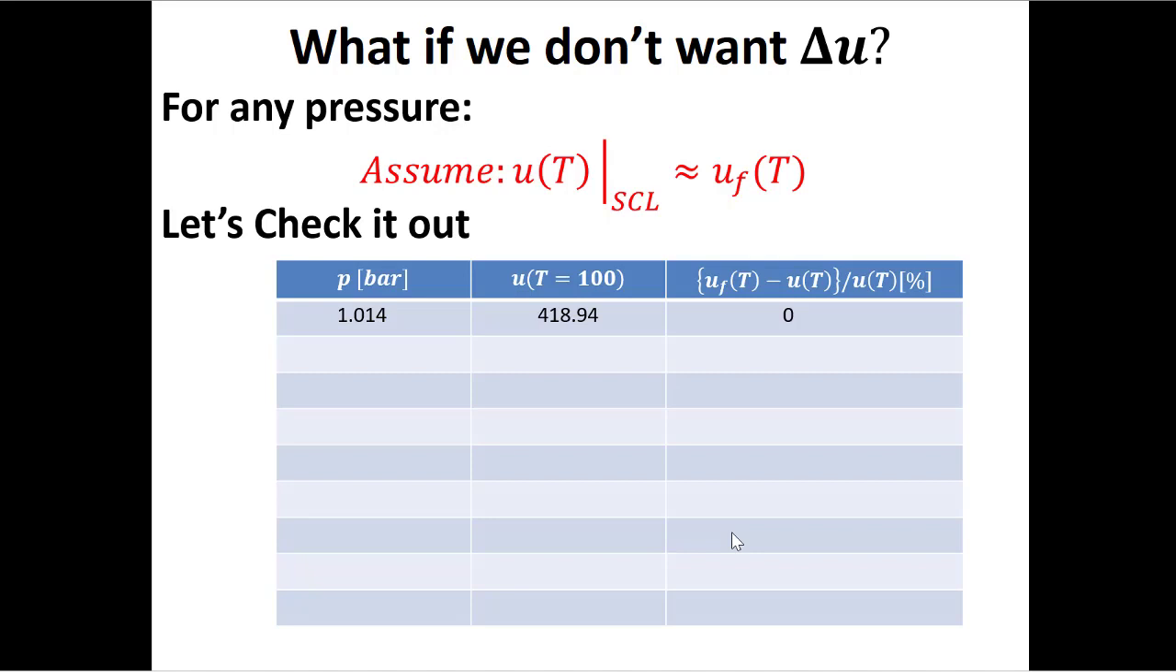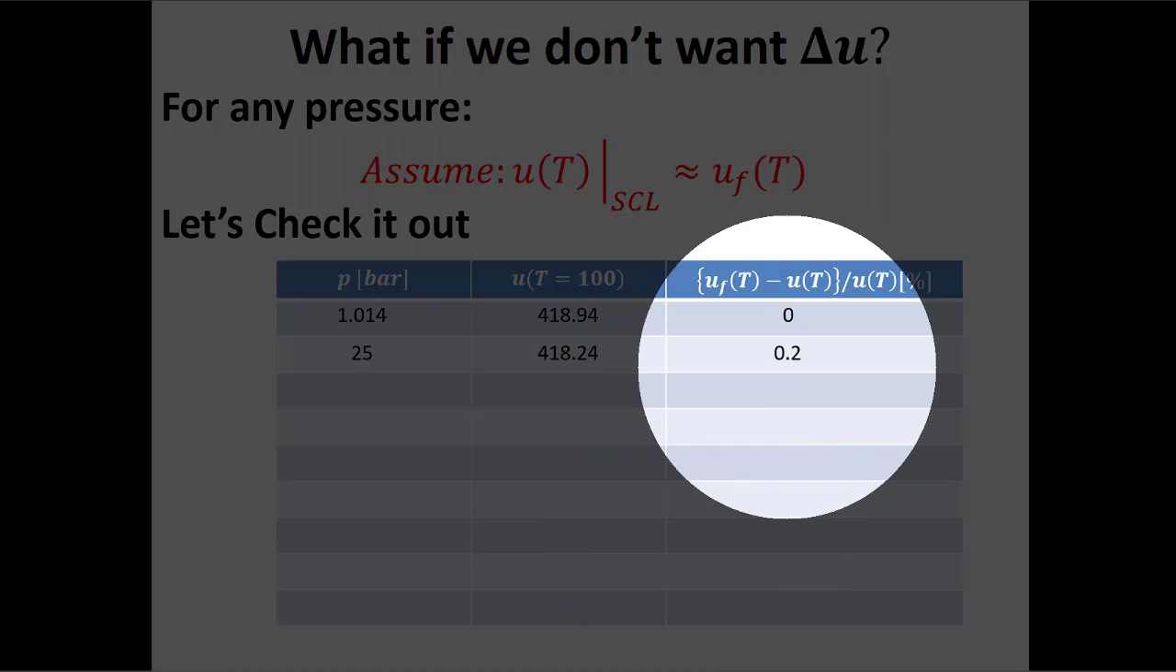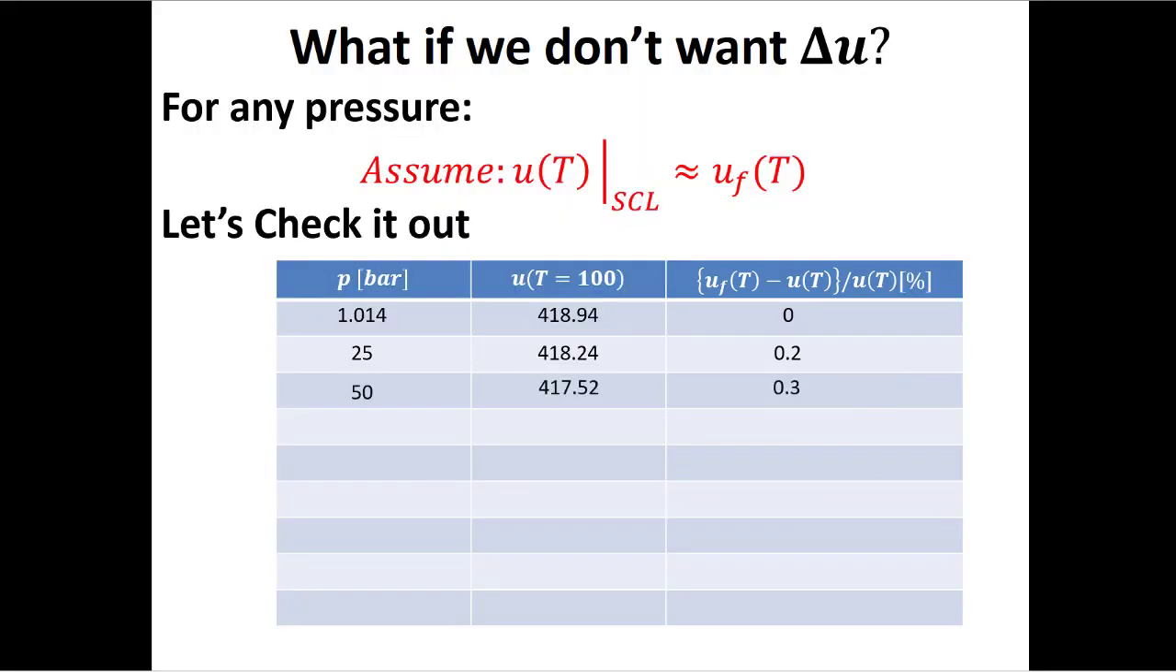If we're at 1 atmosphere and we have a temperature of 100 degrees, then we know that the specific internal energy is 418.94. But if I have that same temperature and my pressure goes up to 25 bar, my specific internal energy doesn't change very much. In fact, my error here is 0.2%, which is really small. If I go up to 50 bar, my error goes up to 0.3%, 75 bar up to 0.5%, 100 bar up to 0.7%. You get the picture here.